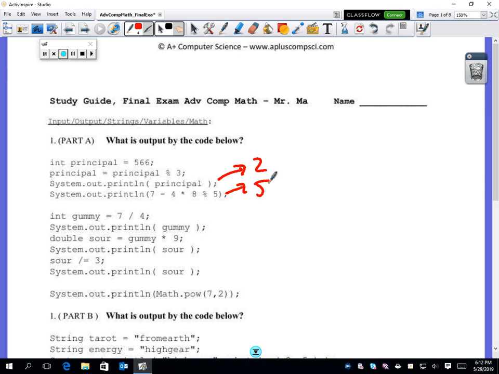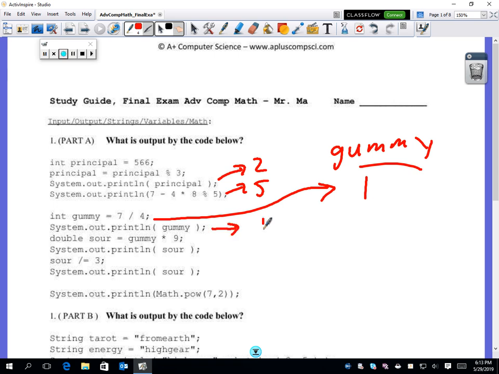Now we just need to keep track of the variables. So we have int gummy is 7 divided by 4. Now, integer divided by integer is an integer, so gummy just has the value of 1. So the first thing we'll do is we'll print line gummy, which is just the value 1.